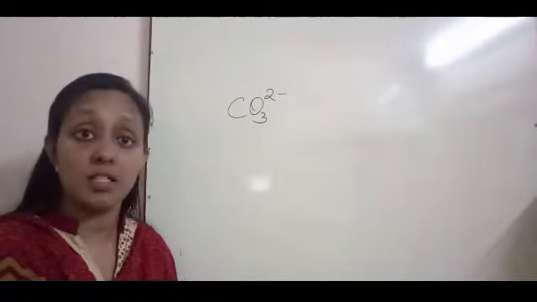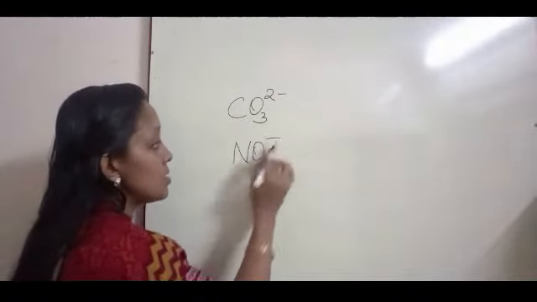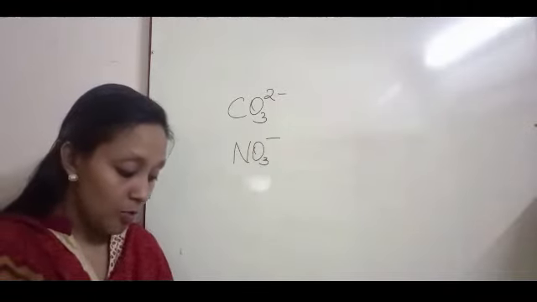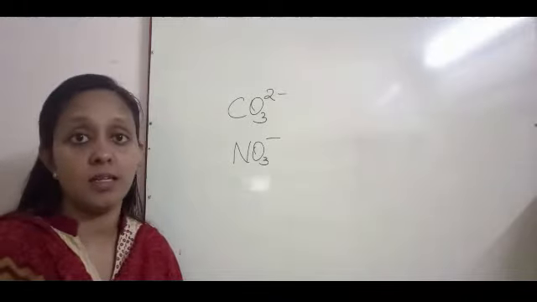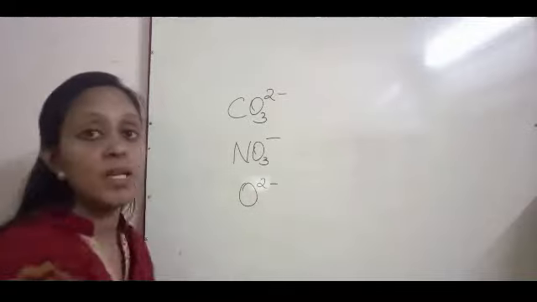Next one is nitrate. How to represent nitrate? NO3 minus. This is nitrate radical. Now moving on to the next one, oxide. Oxide is represented as O2 minus.